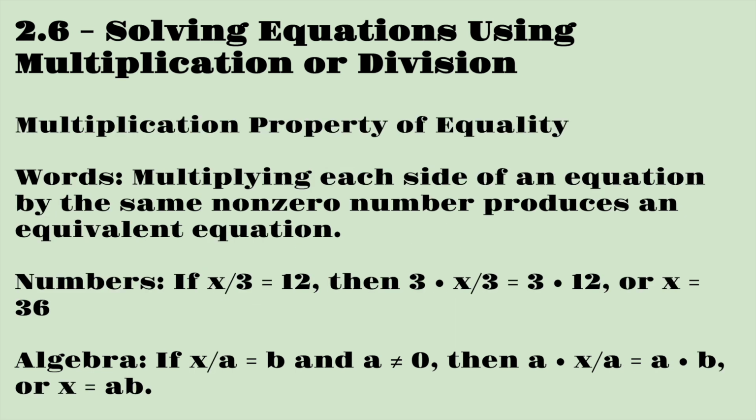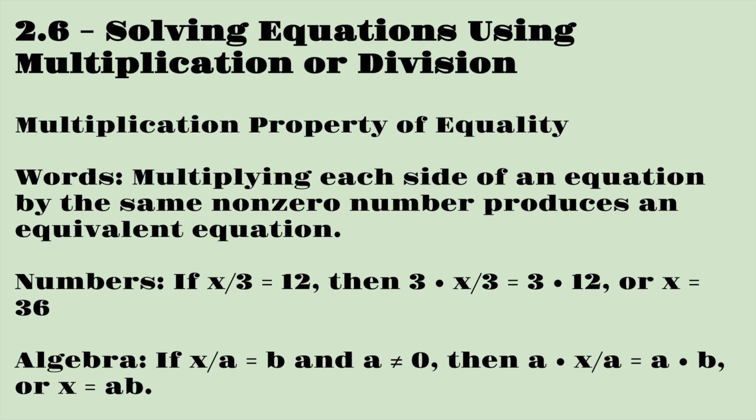The multiplication property of equality is multiplying each side of an equation by the same non-zero number, which produces an equivalent equation. Numerically, if x divided by 3 is 12, then 3 times x divided by 3 is 3 times 12, or x is 36. Algebraically, if x divided by a is b, and a is not equal to 0, then a times x divided by a is a times b, or x is equal to ab.